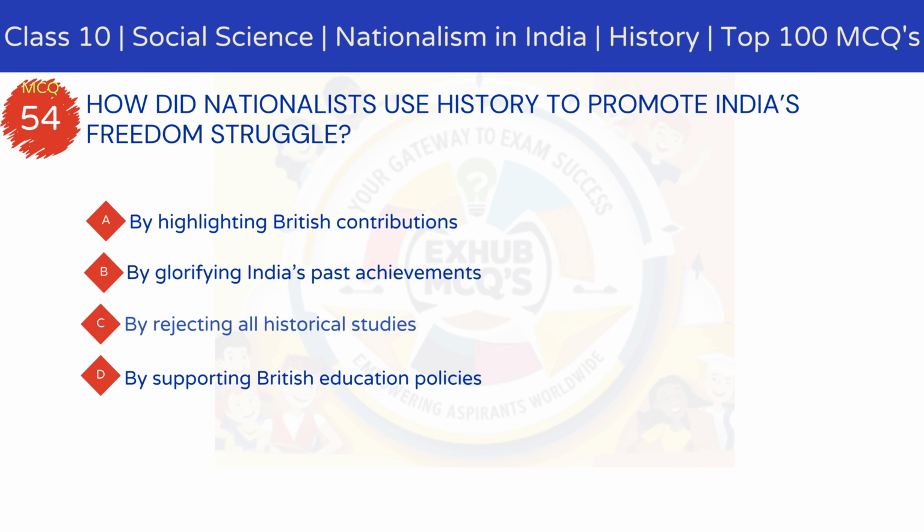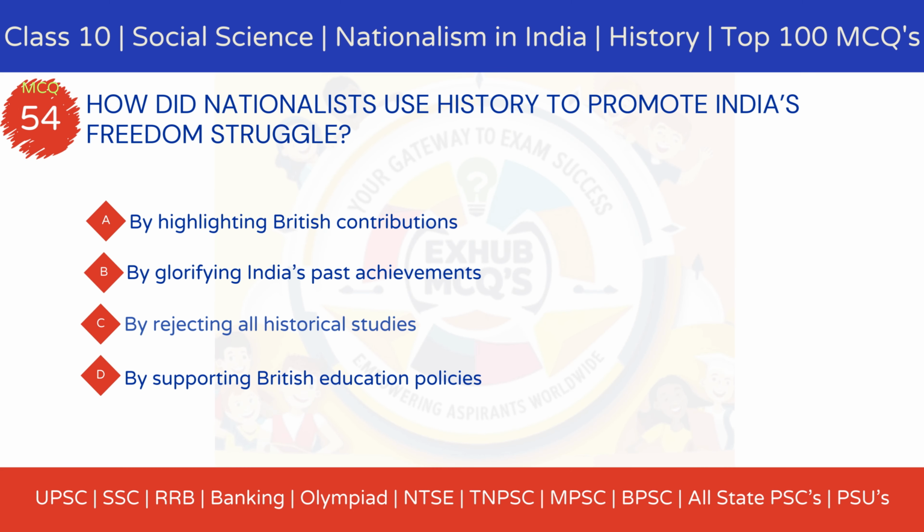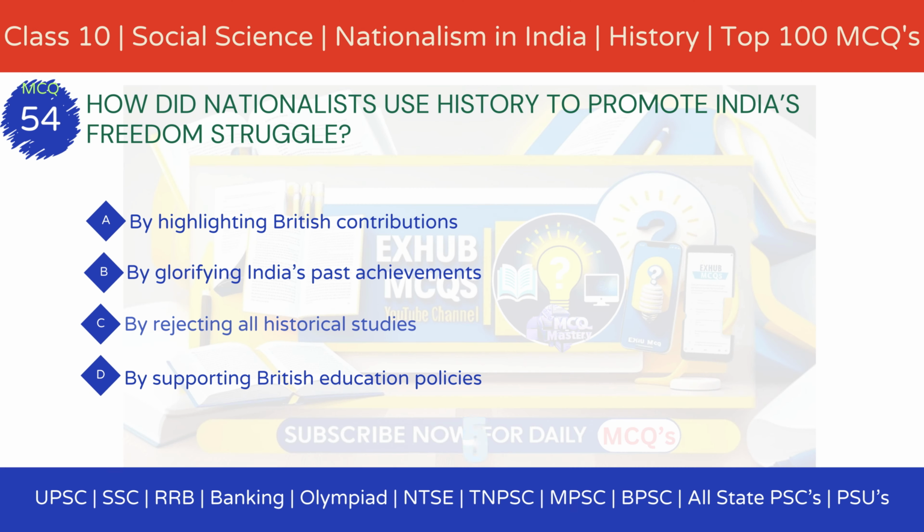MC 54. How did nationalists use history to promote India's freedom struggle? Option A, by highlighting British contributions. Option B, by glorifying India's past achievements. Option C, by rejecting all historical studies. Option D, by supporting British education policies.